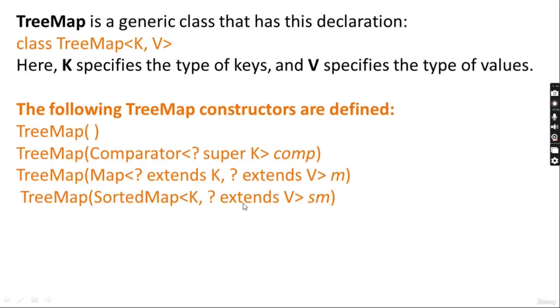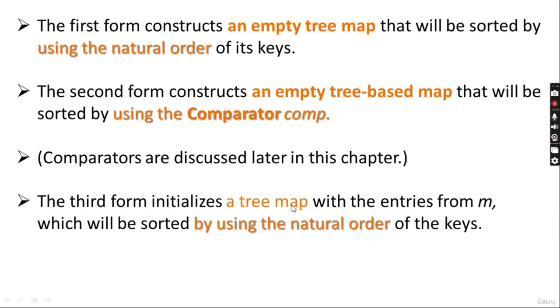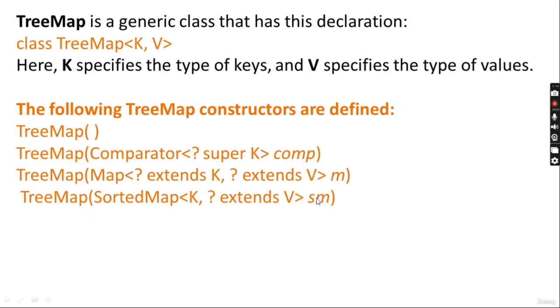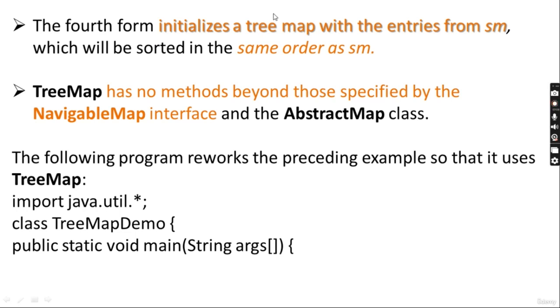The third form initializes a TreeMap with the entries from m, which will be sorted using the natural ordering of the keys, in ascending order. The fourth form initializes a TreeMap with the entries from a SortedMap object, which will be sorted in the same ordering as the SortedMap. TreeMap has no methods beyond those specified by the NavigableMap interface and the AbstractMap class. So extra methods are not there, so no need to learn them. You just have to learn the NavigableMap interface and AbstractMap class methods.